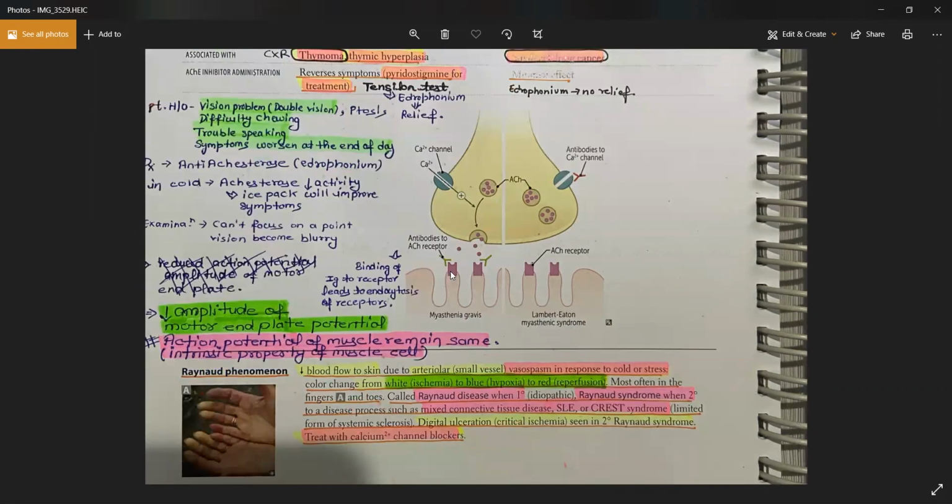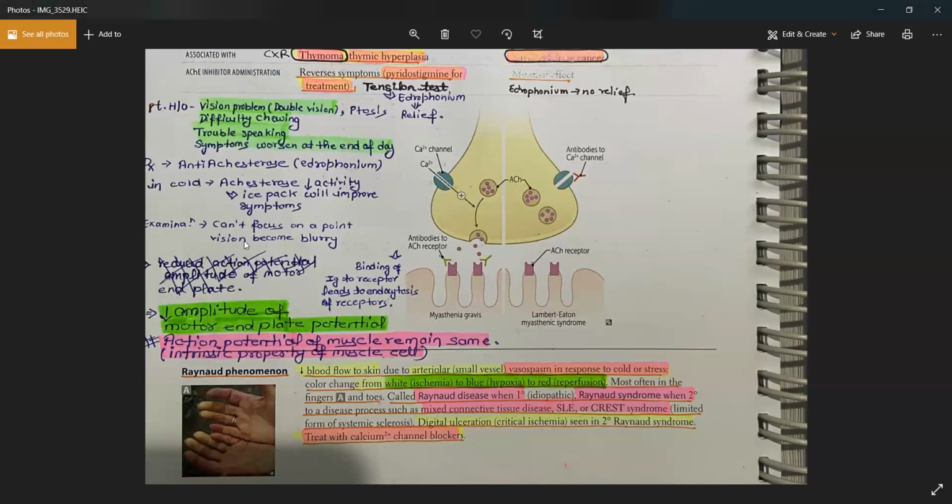Because of these antibodies, the antibodies will first attack these receptors, and as a result the internalization of these receptors will occur, and after the internalization, the degradation of these receptors will occur. So first is the internalization of the receptors inside the cell, and then the degradation will happen because of these antibodies against the receptors.